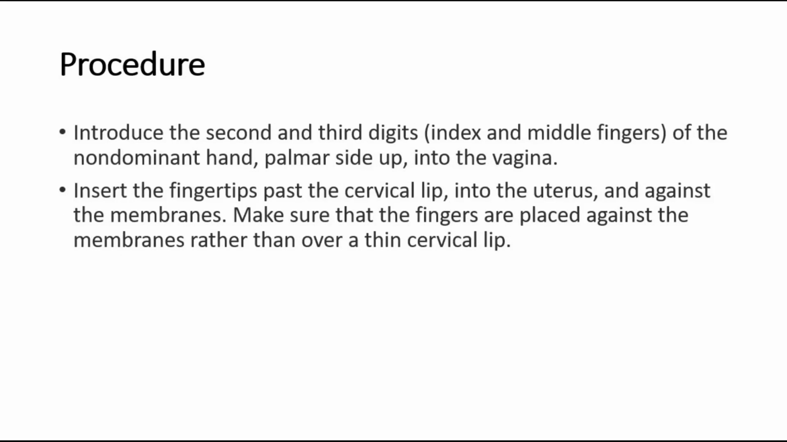So after being prepared for the procedure, we introduce the second and third digits of the non-dominant hand, palmar side up, into the vagina. So if you are right-handed, you use the second and third digits of your left hand, insert them into the vagina, and insert the two fingertips past the cervical lip into the uterus and against the amniotic membrane. Make sure that the fingers are placed against the membrane instead of the cervical lip.